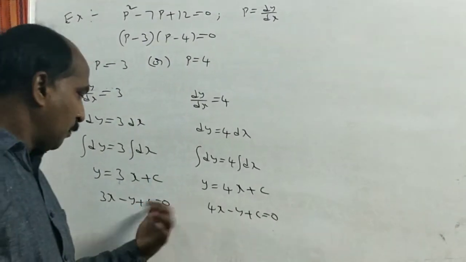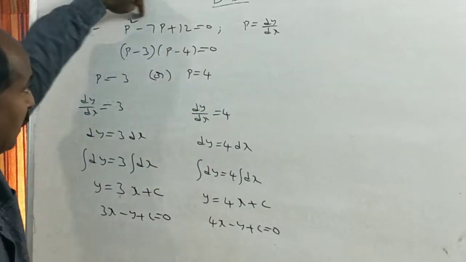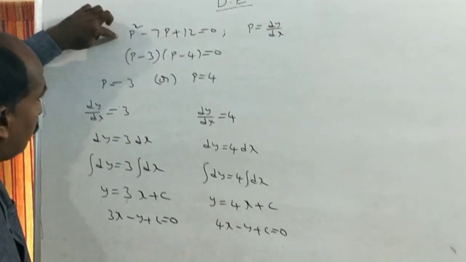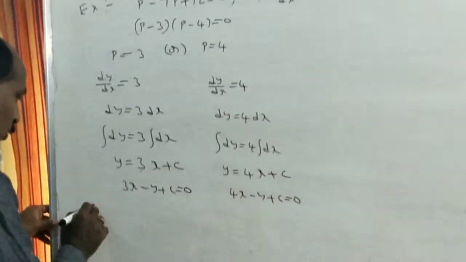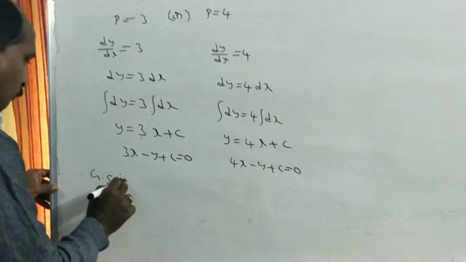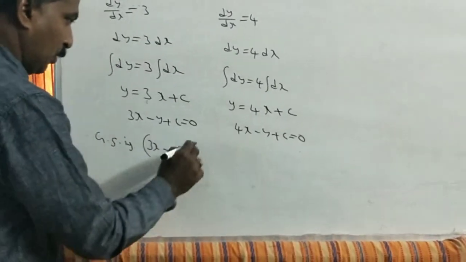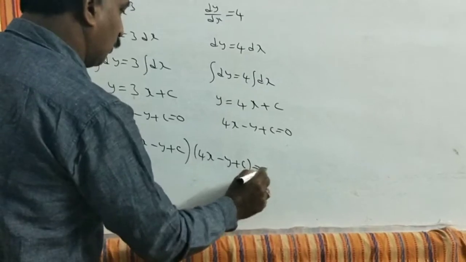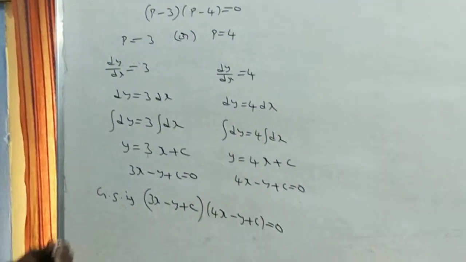On multiplying both these solutions, we get the general solution of the given differential equation. That is the general solution of the given first order second degree differential equation. The general solution is (3x minus y plus c) into (4x minus y plus c) equal to 0. This is the general solution for the given differential equation.